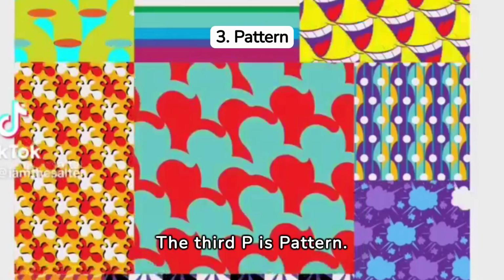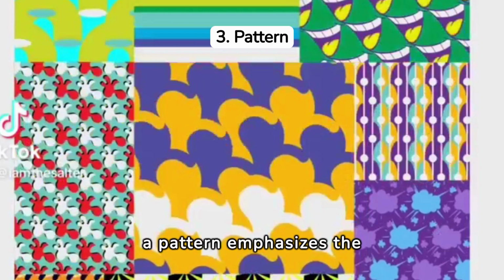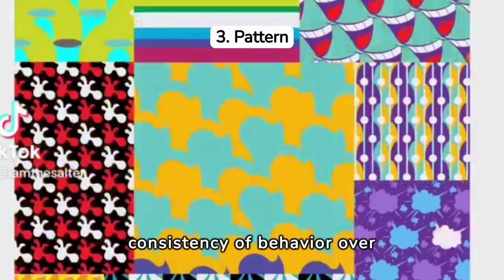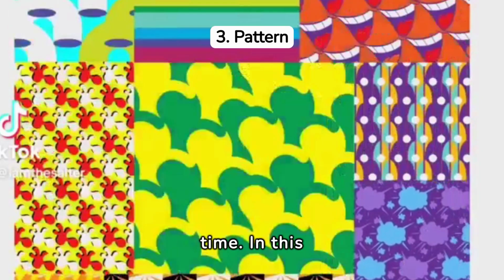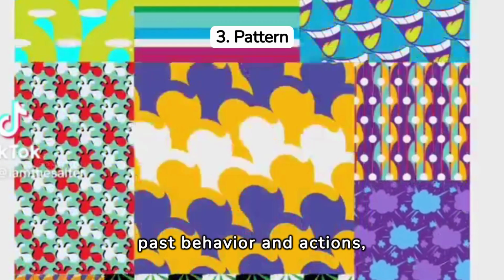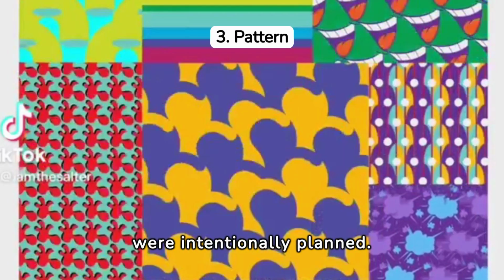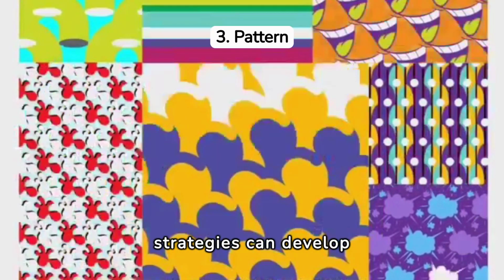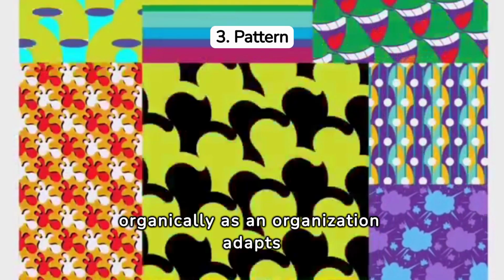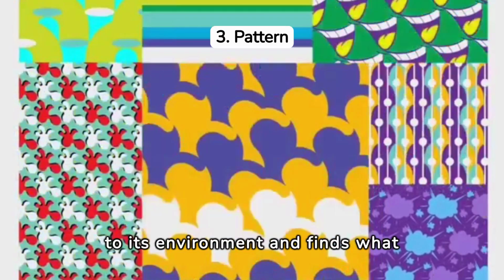The third P is pattern. Strategy as a pattern emphasizes the consistency of behavior over time. In this view, strategy emerges from past behavior and actions, regardless of whether those actions were intentionally planned. It recognizes that strategies can develop organically as an organization adapts to its environment and finds what works best.